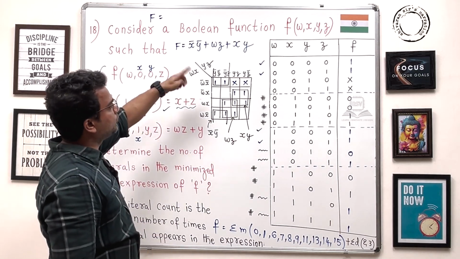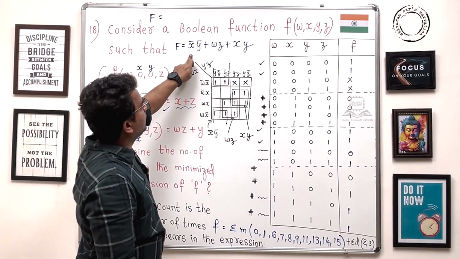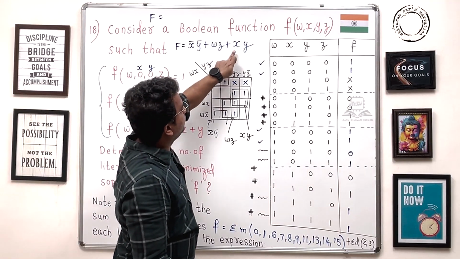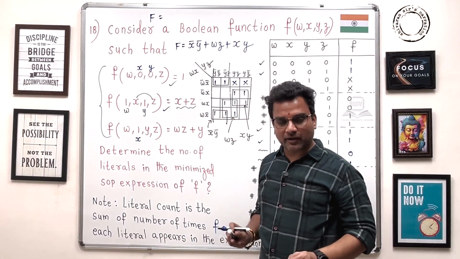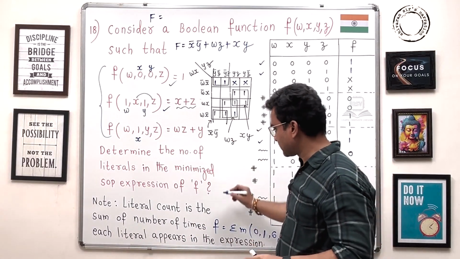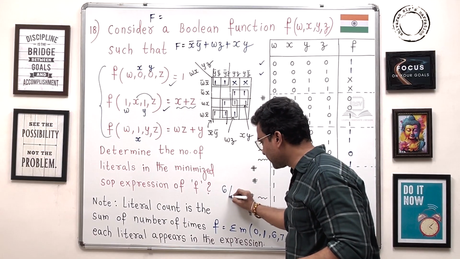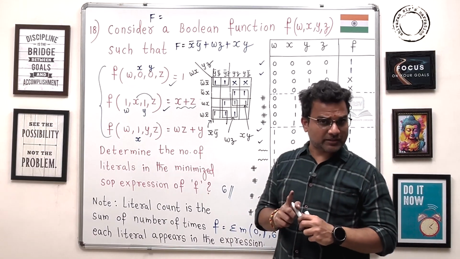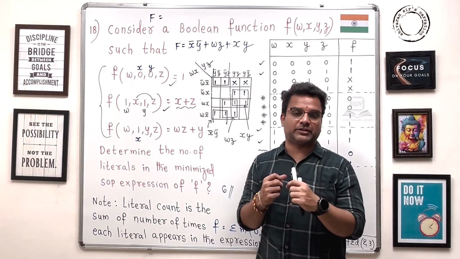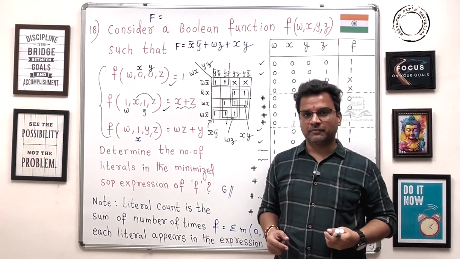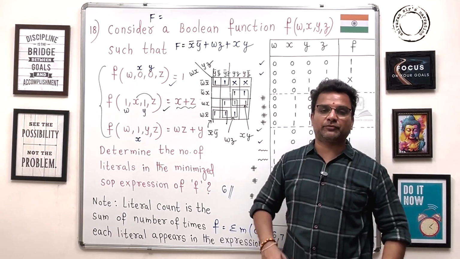Now let's count the literal count. 1, 2, 3, 4, 5, 6. Hence guys, for this question, the literal count is 6. 6 is the answer. In this way only, which is including with respect to the minimization, logic optimization. Definitely you can expect these kinds of questions.